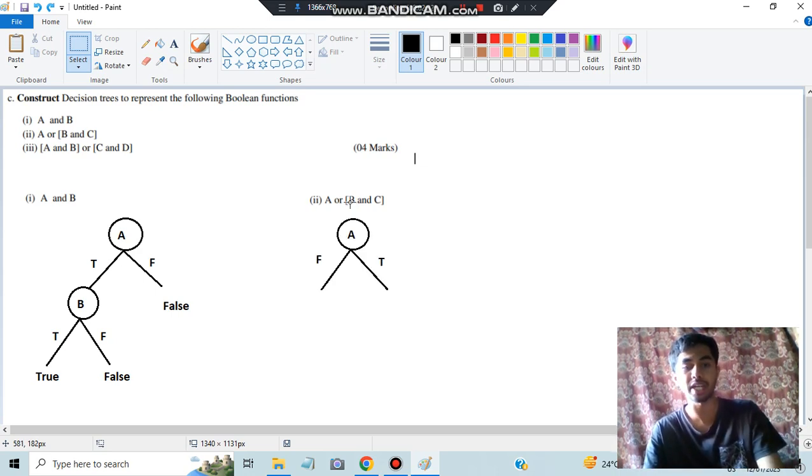Let's have a look. First write A here as usual. Write false and true here. If A is false, we are directly depending on B and C.